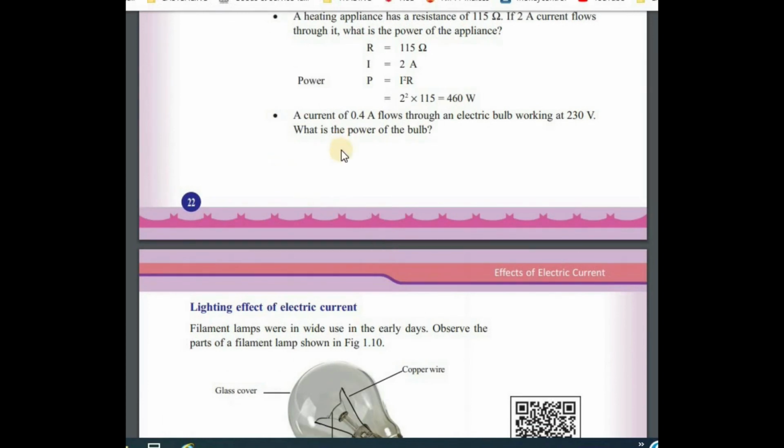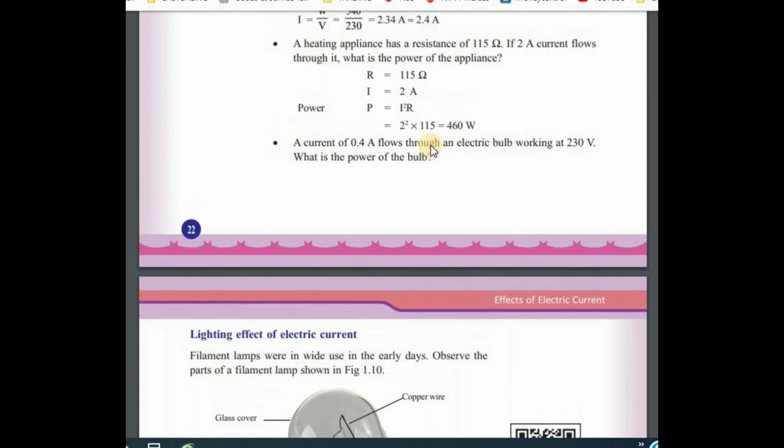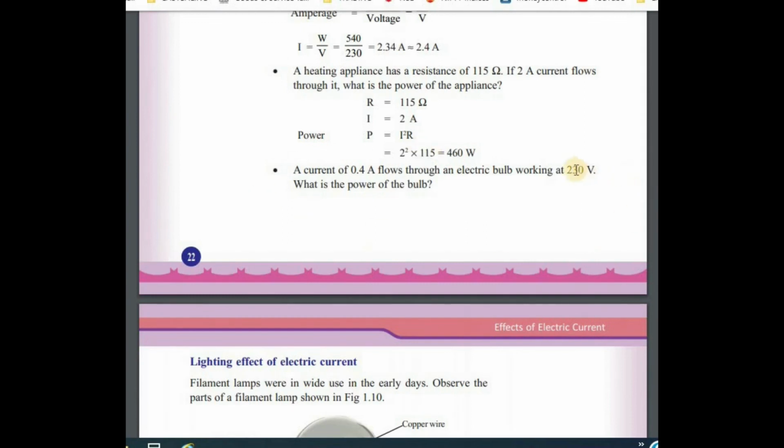This is also very easy. I is equal to 0.4 ampere flows through an electric bulb, and V is equal to 230 volt. What is the power of the bulb? The power of the bulb is given by P is equal to V into I, where V is equal to 230 volt and I is equal to 0.4 ampere. So 230 into 0.4, that much watt.